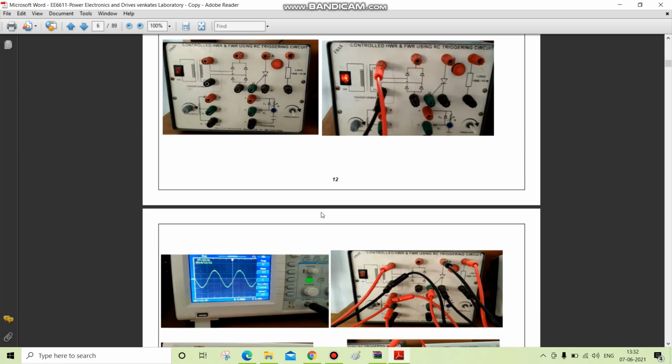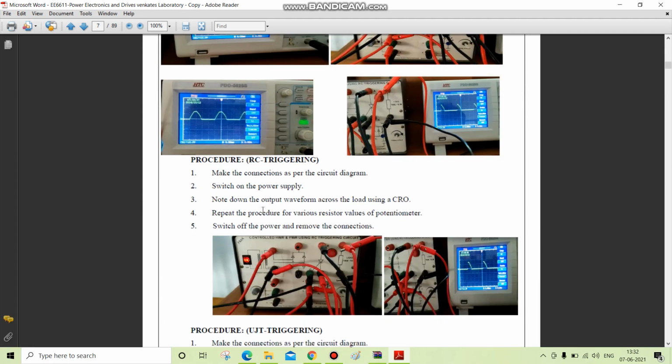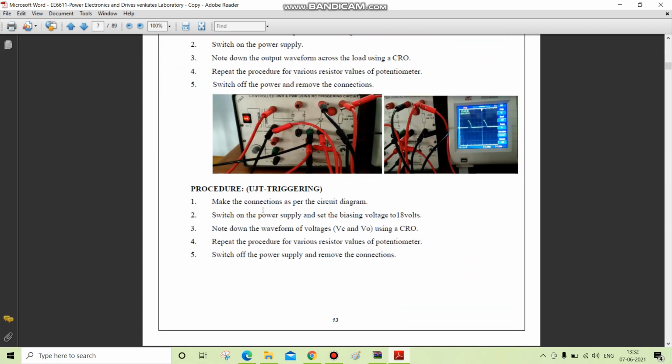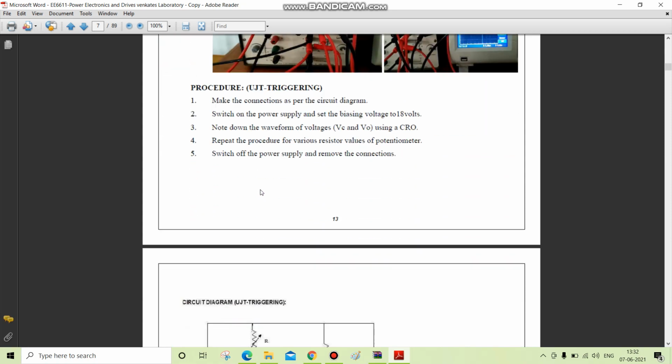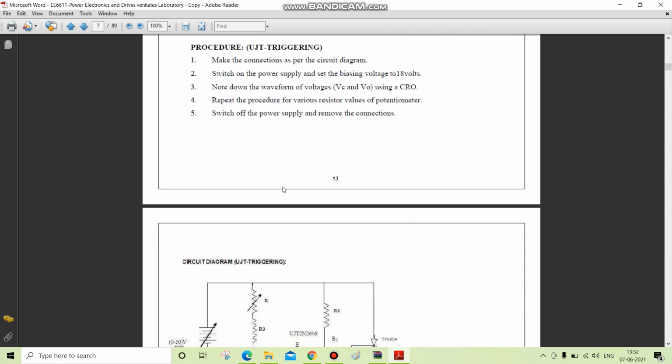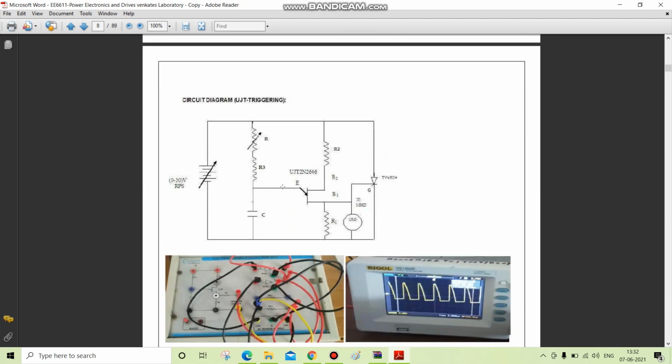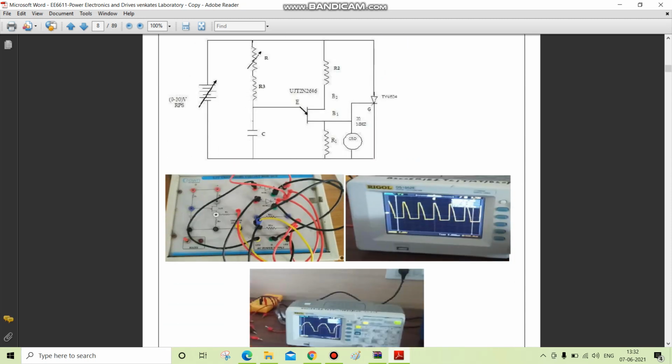This is UJT triggering, that is unijunction transistor triggering. For this also, make the connections as per the circuit diagram, switch on the power supply and set the bias voltage, note down the waveforms from the CRO and repeat the procedure. This is the circuit diagram and this is the kit used for UJT triggering of the SCR. The connections were given as per the circuit diagram.